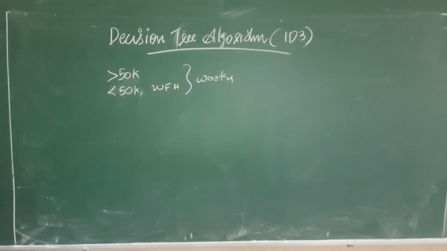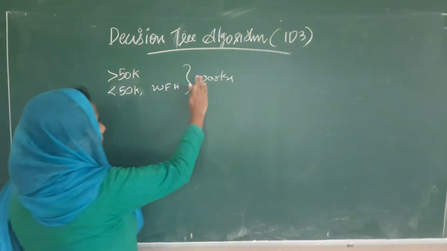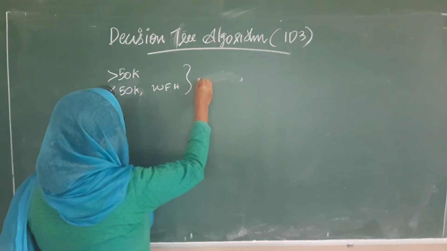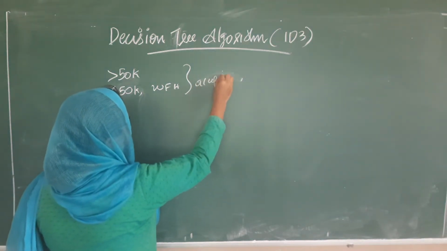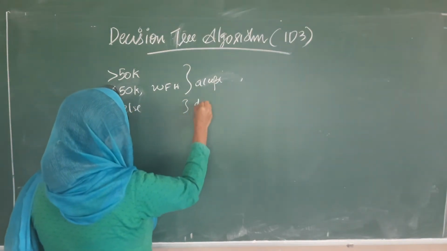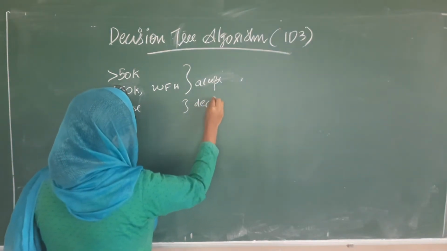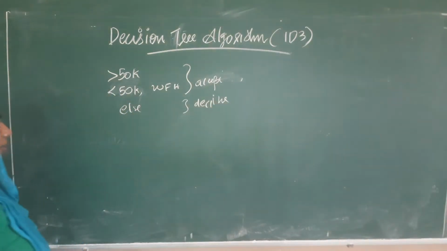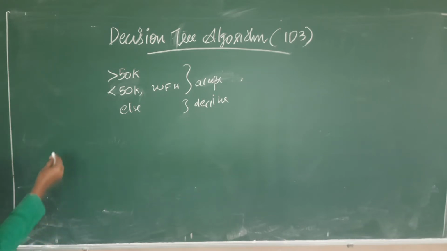So, we have two classes here. If this is the case, he will accept the job offer. Otherwise, he will decline the job offer, right? So, to check whether the person will be accepting or declining the job offer, this is actually a two-class classification, right? Either he will accept or decline the job offer. So, this can be shown as a decision tree. That is the first decision.